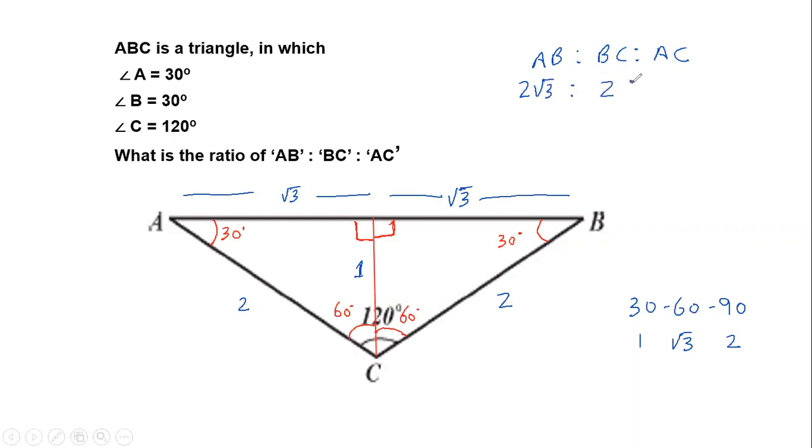BC is 2. And AC is also 2. So 2 root 3 is to 2 is to 2. That will be the ratio that I developed. Now I can simplify it further. Divide everything by 2. So the actual ratio is root 3 is to 1 is to 1.